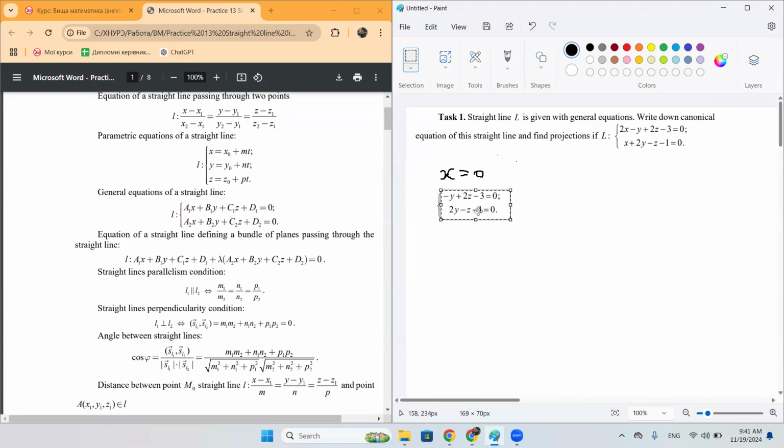So this system. Okay, let's solve it. Now we are looking for the point that belongs to this straight line. Okay, I will do some substitution. So y equals z minus 3. I just rewrote this equation. And here I will substitute y with this value.